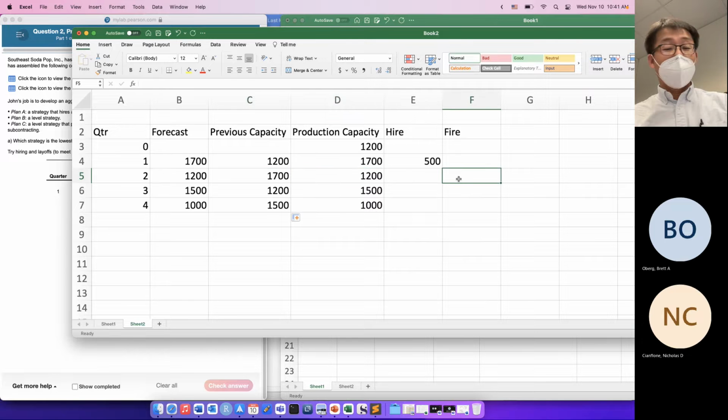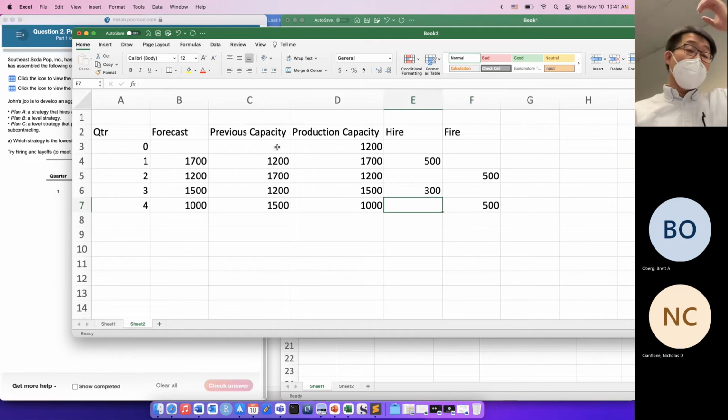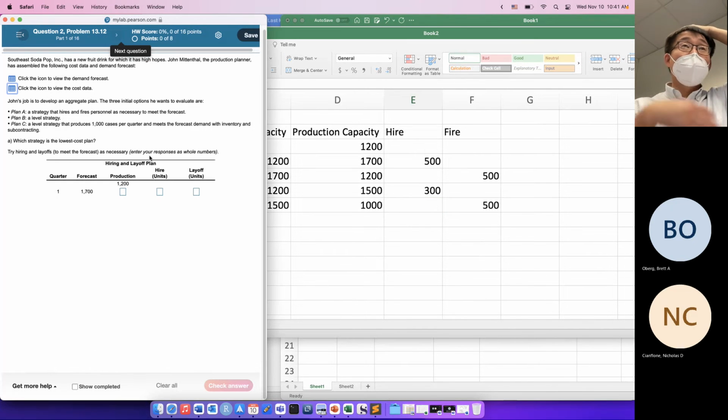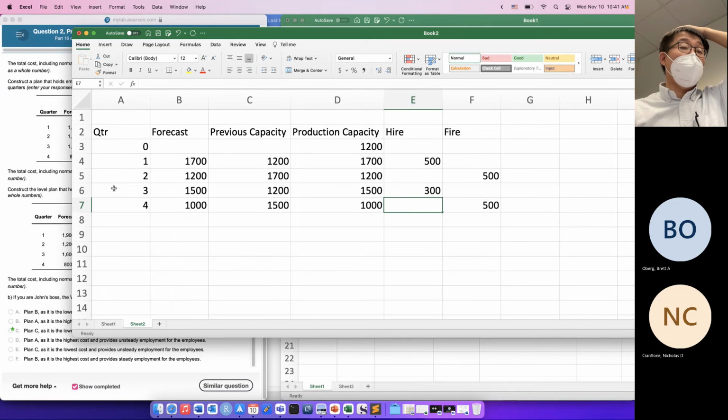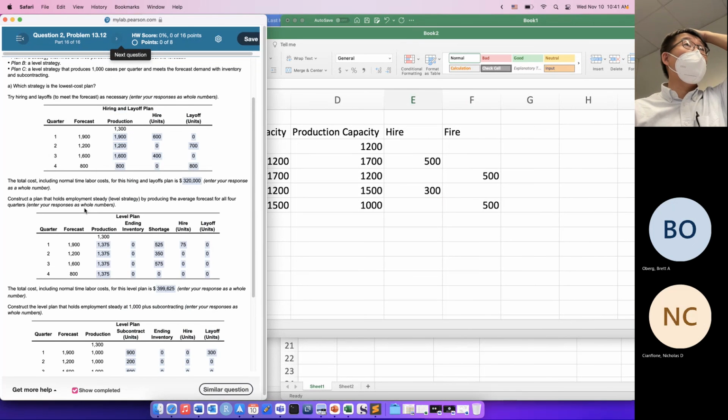You see, exactly 500 should be fired. And here, 300. 500. Do you see the game? You need to understand what it means by demand chasing in this case. I assume the rest of the problems will be very similar. This is the way I will break it down.